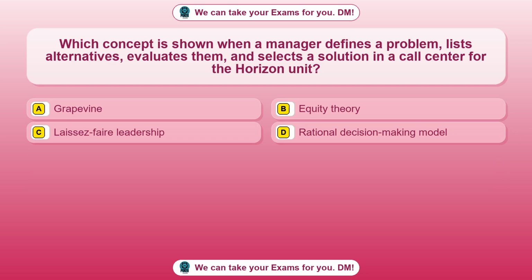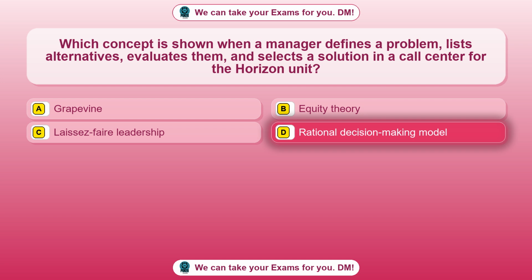Question 56. Which concept is shown when a manager defines a problem, lists alternatives, evaluates them, and selects a solution in a call center for the Horizon unit? Option A, grapevine. Option B, equity theory. Option C, laissez-faire leadership. Option D, rational decision-making model. The correct answer is option D, rational decision-making model.